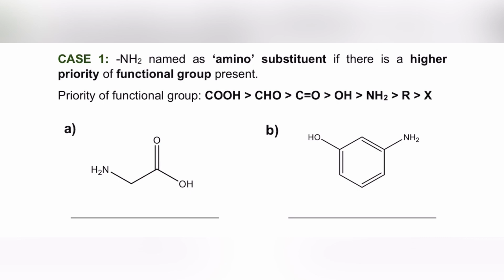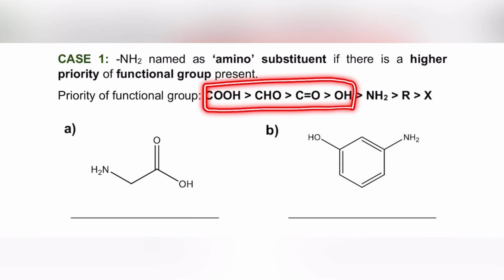Kalau kita ada NH2 sebagai substituent, kita akan berikan nama dia sebagai amino. Macam mana case ini terjadi? When you have more priority for the functional groups present in the same compound. Dan priority list saya sudah tulis dekat sini, the most priority adalah carbon dioxide, follow with carbonyl and so on. So boleh nampak NH2 berada di sini. Kalau kita ada another functional groups yang saya highlight sini, maknanya dia akan jadi parent, bukan lagi amine.